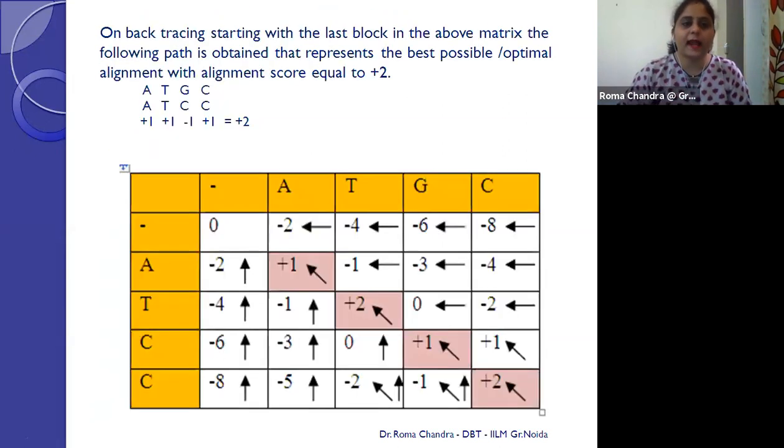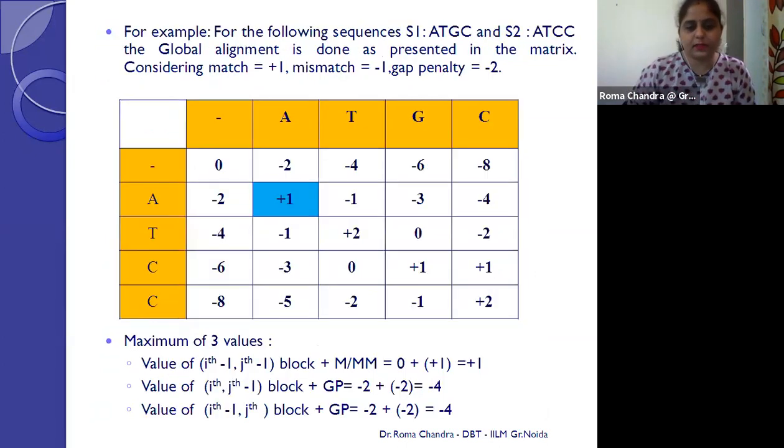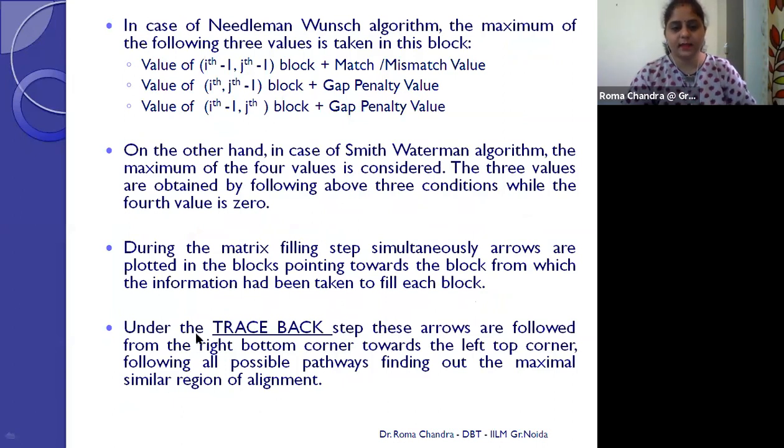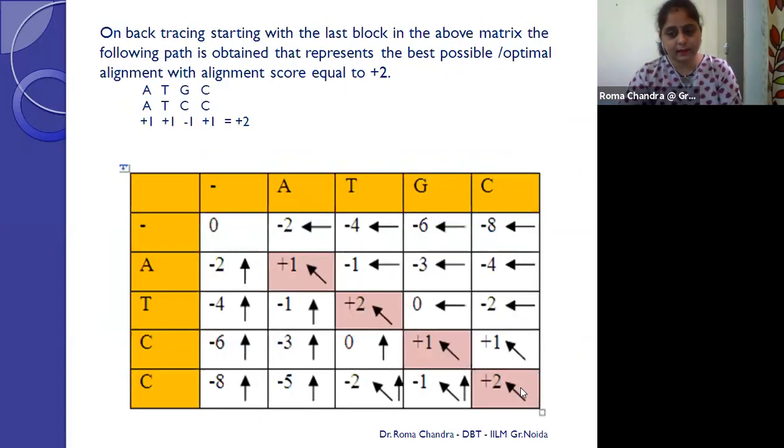Okay, because while adding the arrows, what we need to do is trace back the steps. Your last step is the trace back step, where these arrows need to be followed from the right bottom corner towards the left top corner, following all the possible pathways, finding the maximal similar region of alignment. So this is the last step, tracing back. I will try to find which arrow is there here. So this is a diagonal arrow. This is pointing towards this block.